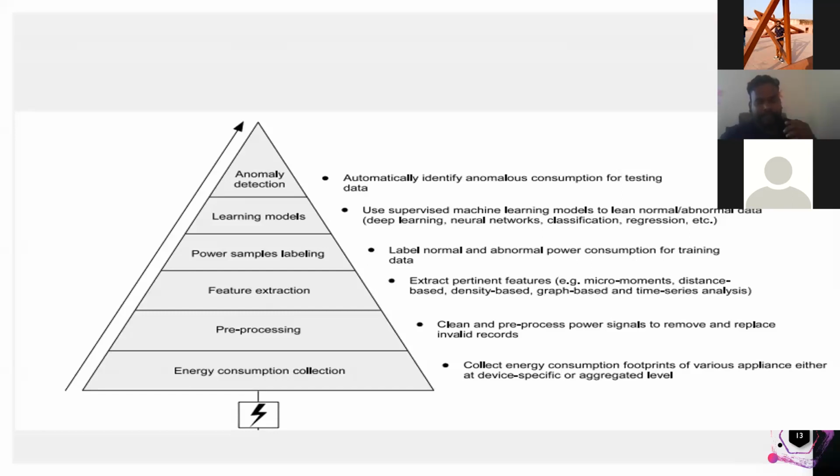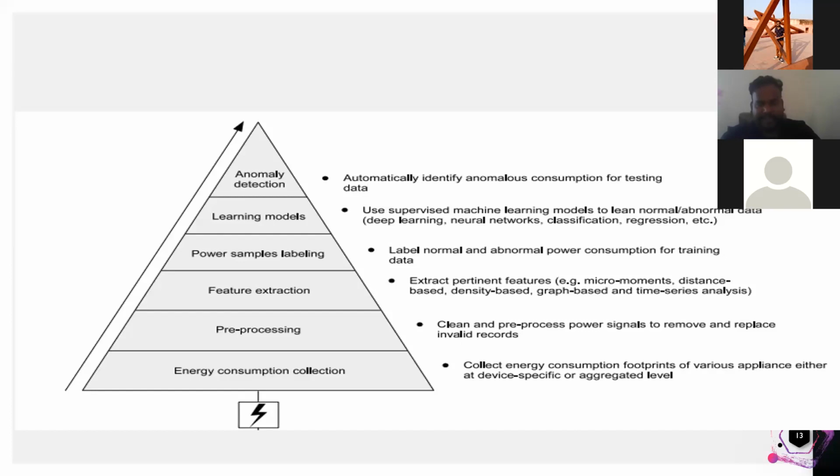First we are calculating the energy consumption collection. We simply collect the data from every field, like buildings, areas, companies, stadiums, and many more. We collect all the energy data from the appliances or electrical connections. After that, we pre-process our records: if any invalid records or noise come in, we first remove all of that.